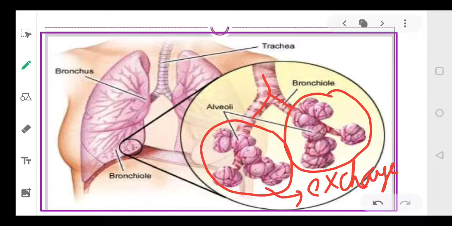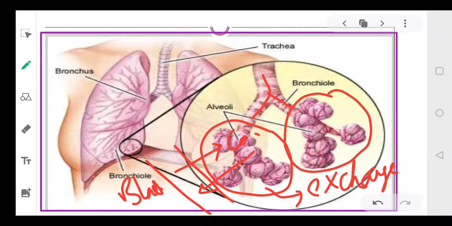Now here the exchange happens between the alveoli and the blood. From here oxygen goes into the blood, and from the blood carbon dioxide comes into the alveoli. Is it clear? So that is why the alveoli are very, very important. Okay dear students, I hope this much is clear to everyone.